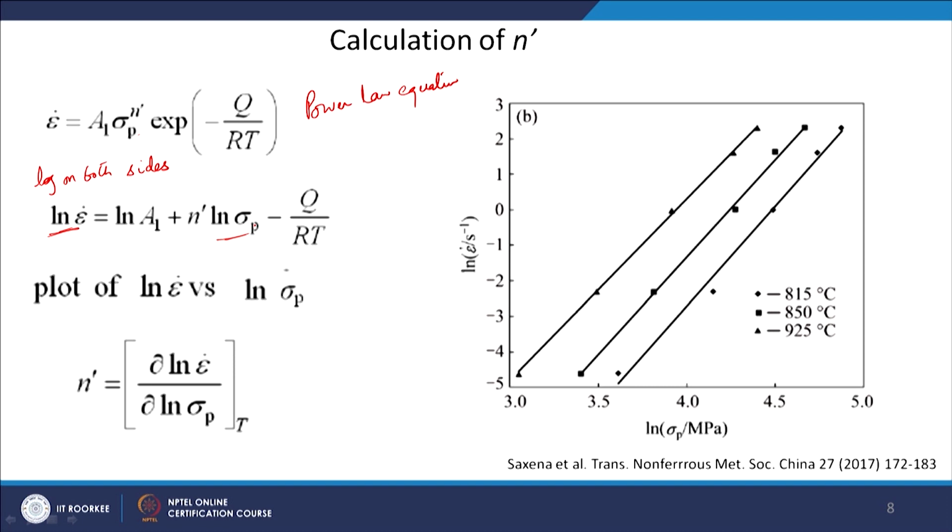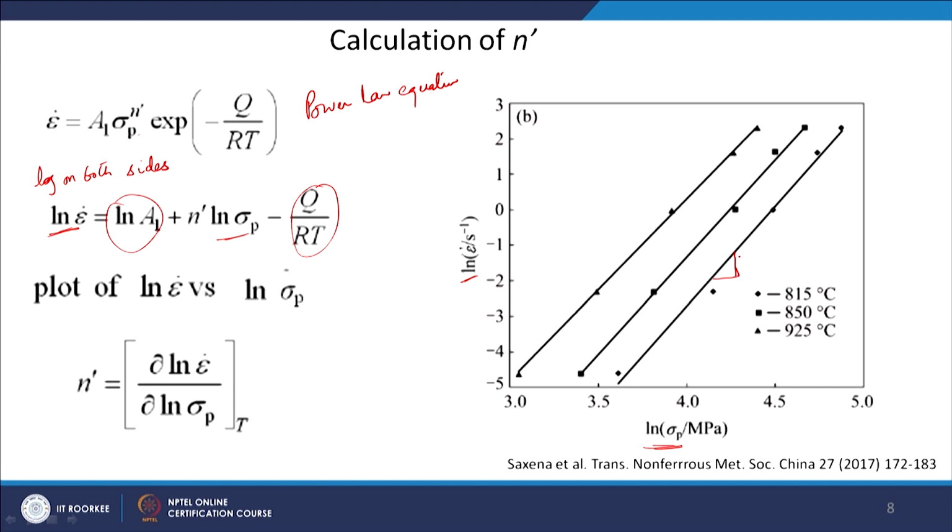That is what we have plotted here in this figure: ln epsilon dot and ln sigma p. Then the slope of this. If I differentiate this equation, the constant terms will become 0, and at constant temperature this term will also become 0, and this is obviously a constant. So, these two terms will become 0, and n prime will be equal to del ln epsilon dot upon del ln sigma p. Basically, it is the slope of this curve.